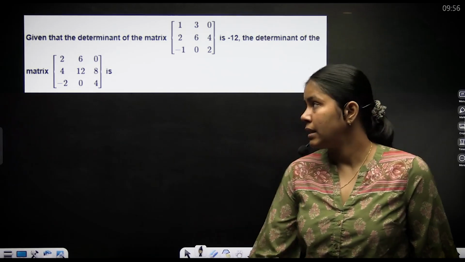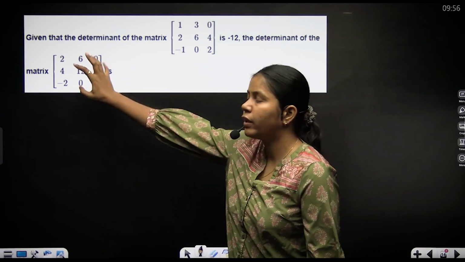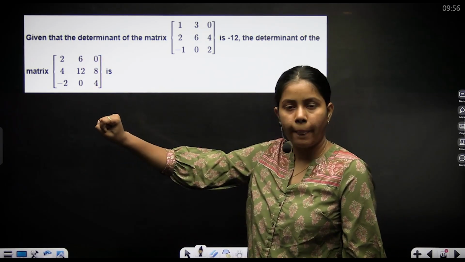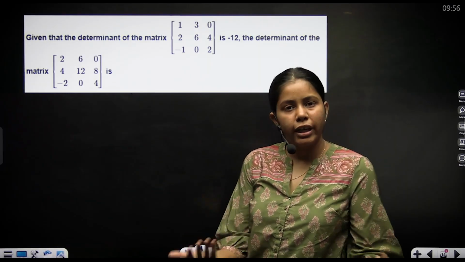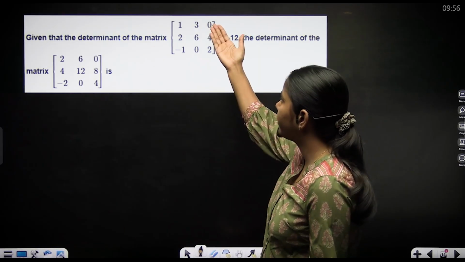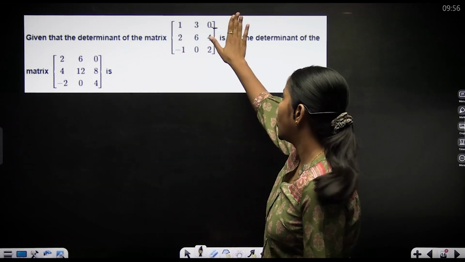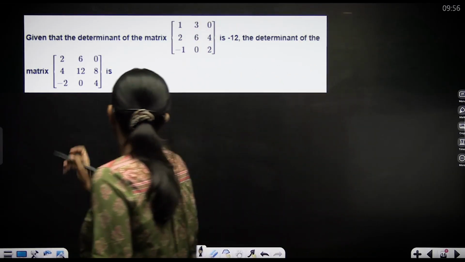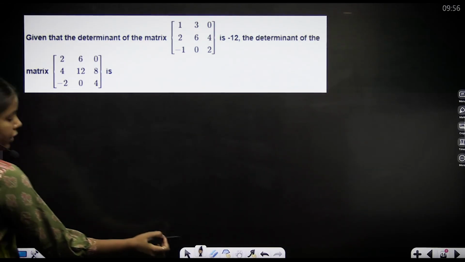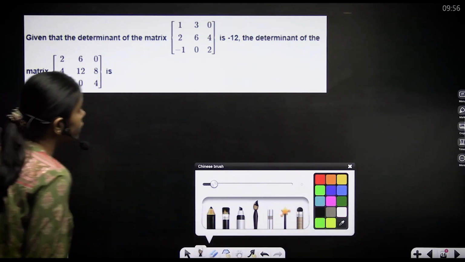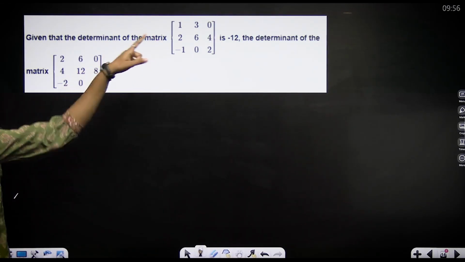Somebody says we'll expand it, but would that be the right way? Because we have already been given the value. Why would I expand it? So what can I do here? If I take 2 common from the second row, you can see what I am trying to do: I am trying to make this matrix similar to this one.